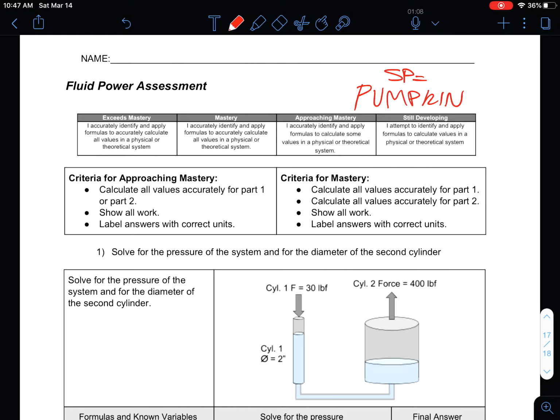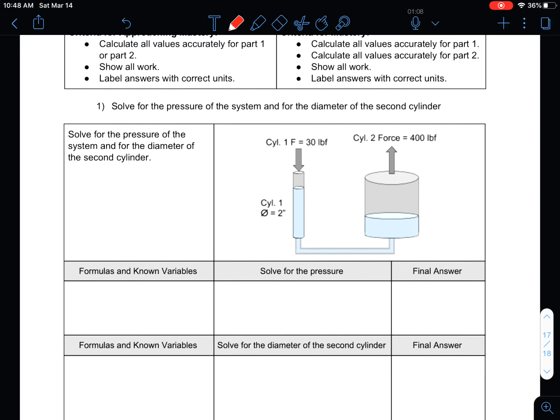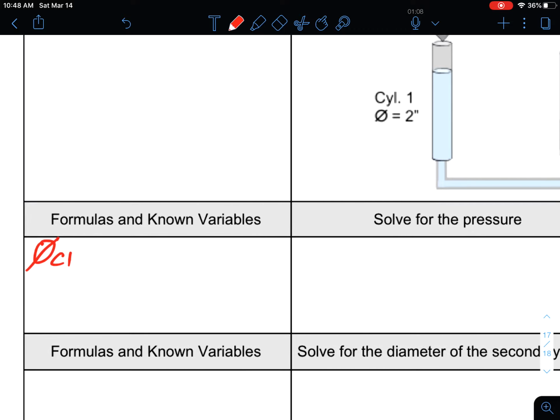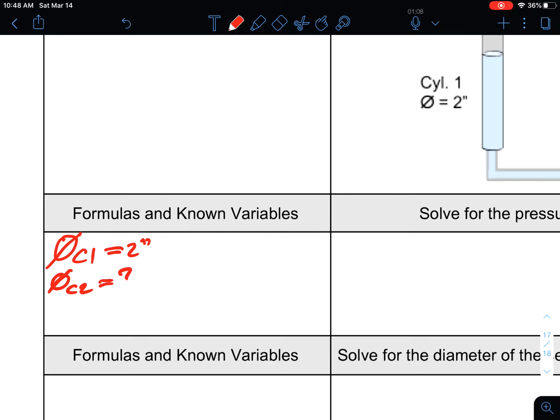Now, we have got to go into solving this solution guide over here. For our very first problem, what we are looking for is to make sure that we are labeling our known values. We know that the diameter of cylinder 1 is 2 inches. Our diameter of cylinder 2 is unknown, so we are looking for that.